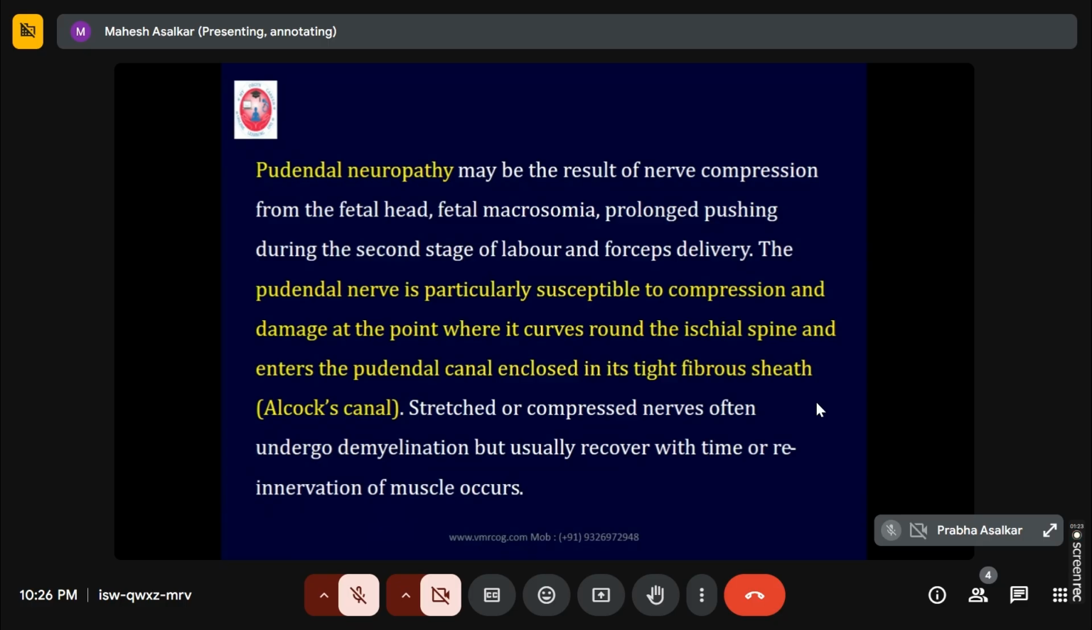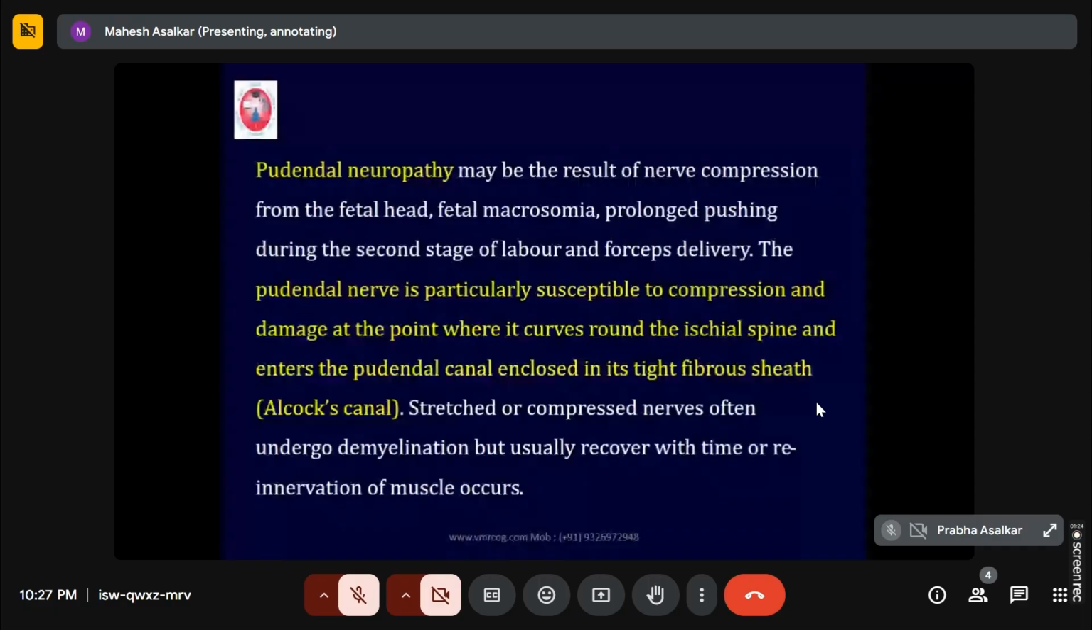The pudendal nerve is particularly susceptible to compression and damage at the point where it curves around the ischial spine and enters the pudendal canal, enclosed in its tight fibrous sheath, that is Alcock's canal. So this is also a short note question: the pudendal nerve is at risk of damage at this place.